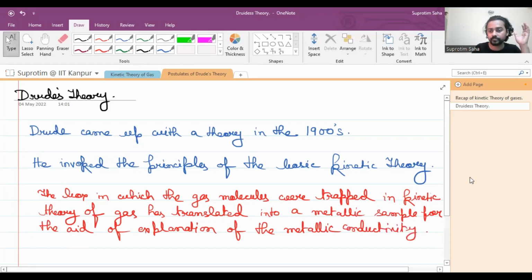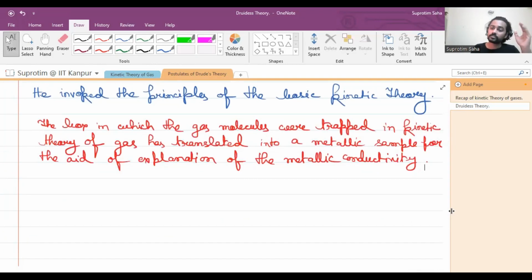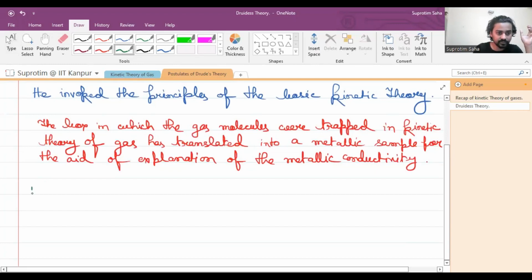All right, good. So just like the kinetic theory of gases, here also the electrons move about randomly in the metallic sample, or the metal we are talking about. The concept of the gas molecules being trapped in a box is also translated into this Drude picture. So there are some basic assumptions of Drude's theory. The first one, which I'm going to write now, is the first assumption.